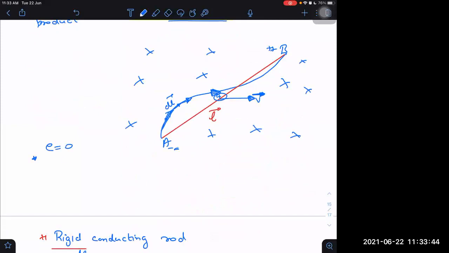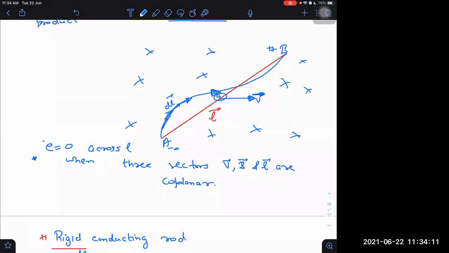So let us write some points here. EMF is equal to zero when three vectors, which vectors? V, B, and L are planar. Across which is it zero? Across length. Important point to be noted here. I am saying EMF is zero across length. It may still be there across the width. What do you mean by width?